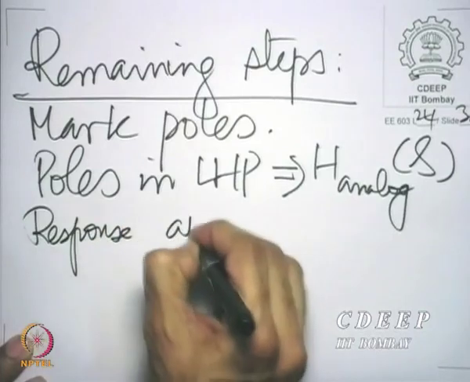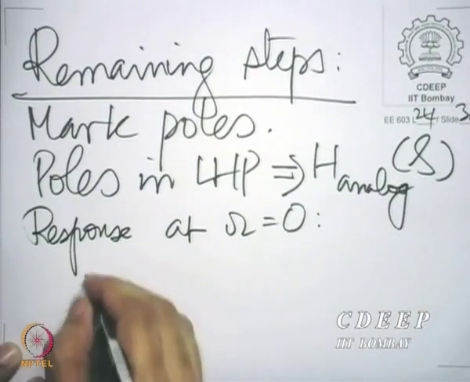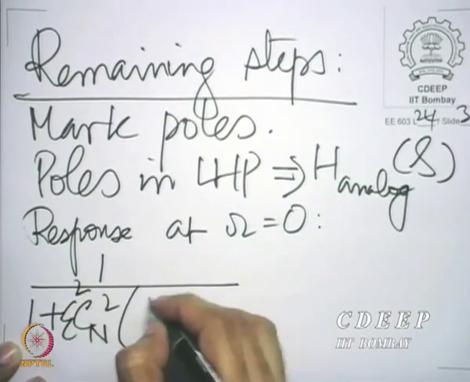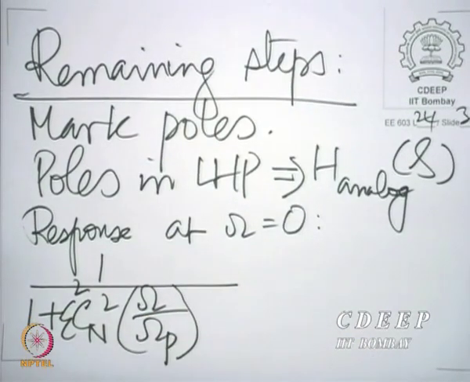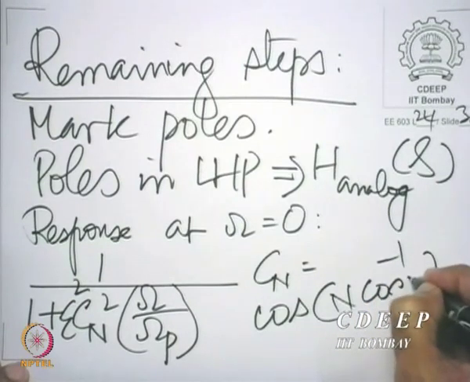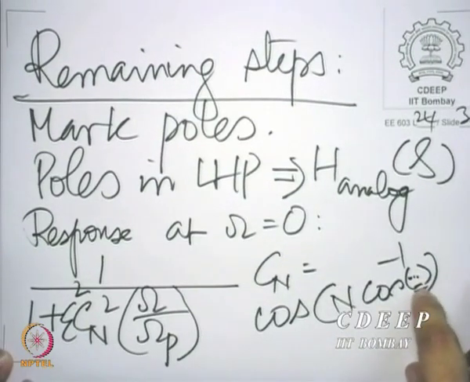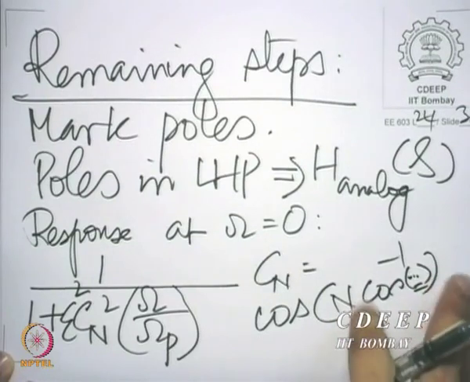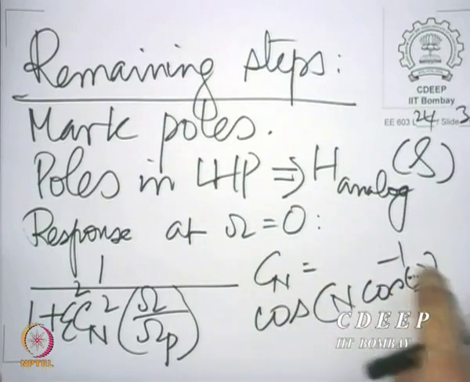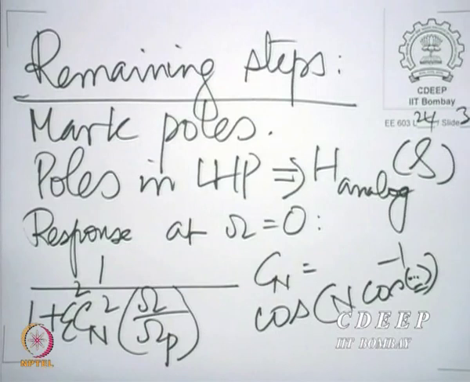Is that right? So, you see, you recall the response at omega equal to 0. How would you determine it? Well, we have 1 by 1 plus epsilon squared C_n squared of omega by omega_p. And C_n is cos of n cos inverse. Now, let us look at the two situations. When you have cos inverse 0, cos inverse 0 of course can be taken to be pi by 2. However, when n is even, this becomes cos of an even multiple of pi by 2, which is either plus 1 or minus 1. So, when n is even, this evaluates to plus minus 1, and therefore, this evaluates to 1. So, this response is 1 by 1 plus epsilon squared.